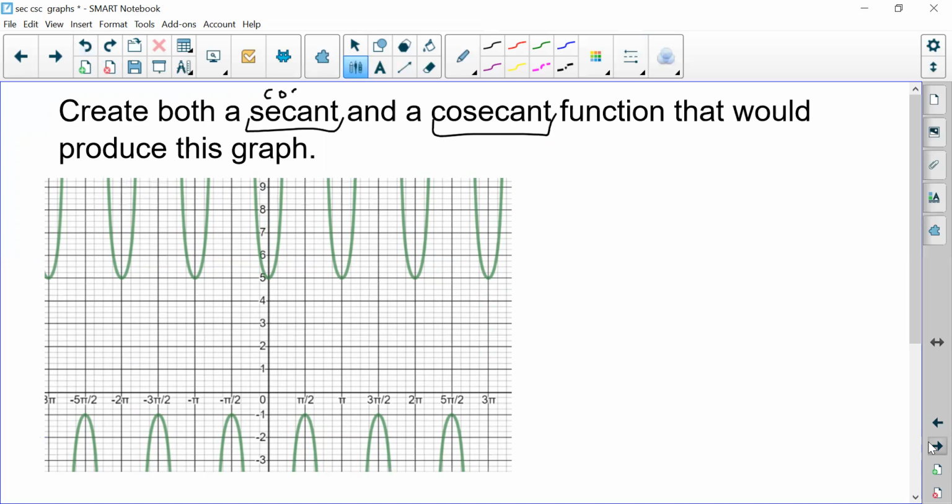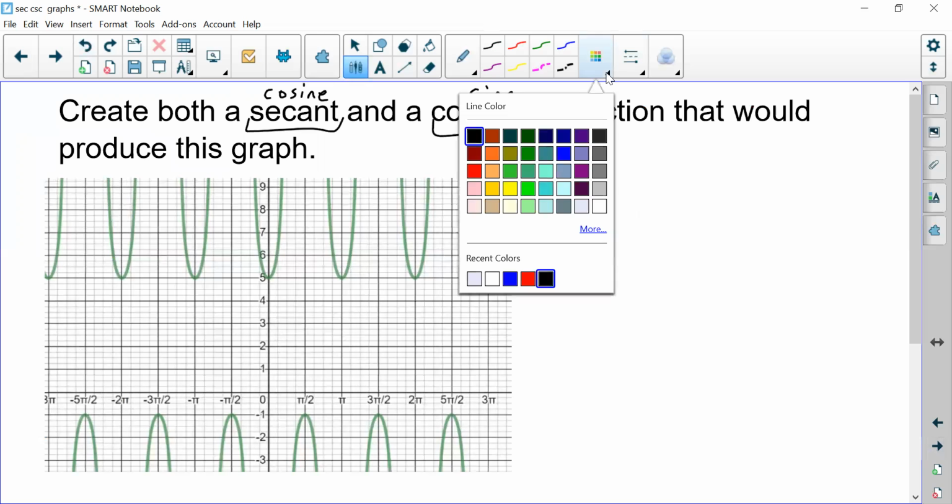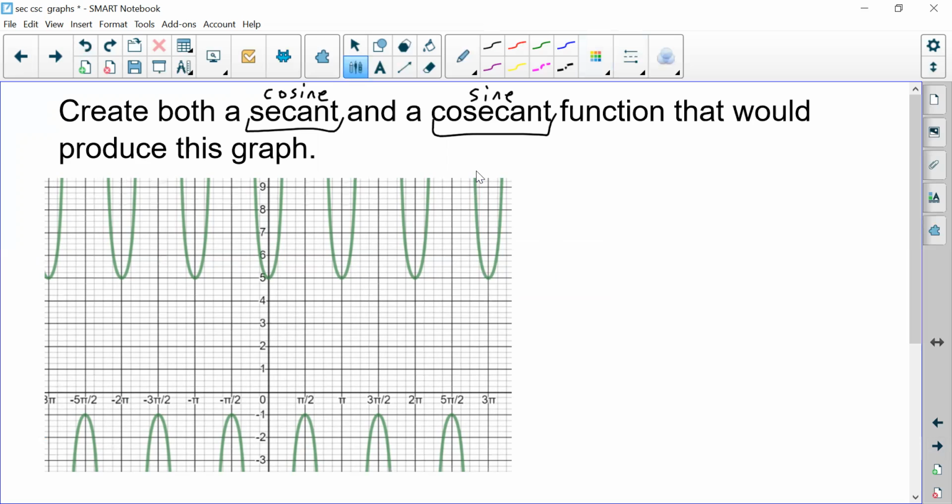So when I do the secant, I'm first going to find the cosine. And then the last thing I'm going to do is change it from cosine to secant. To find the cosecant, I'm going to first find the sine. And then the last thing I'll do is change it from sine to cosecant. What's the first thing I do? The first thing I do is, as always, graph the cosine and or sine wave.